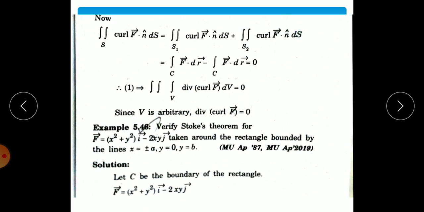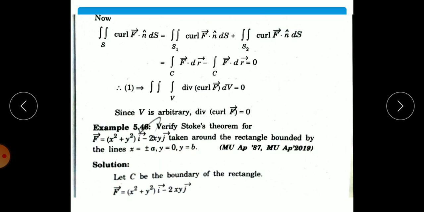Okay, so next problem, verify Stokes theorem. This is an important university question. Verify Stokes theorem for F vector equal to, they have given one function, taken around the rectangle bounded by the lines x equal to plus or minus a, y equal to 0, y equal to b. So these are all the limits.